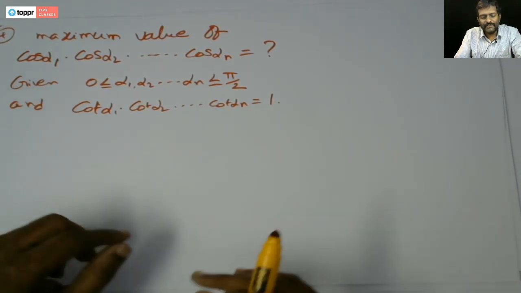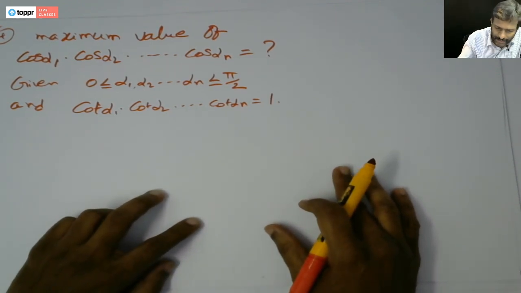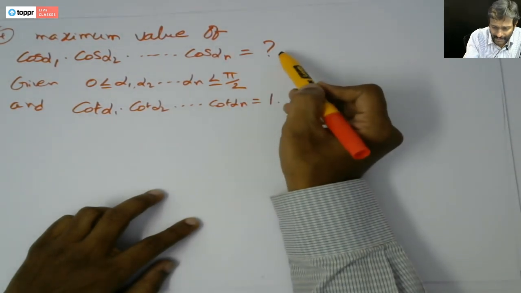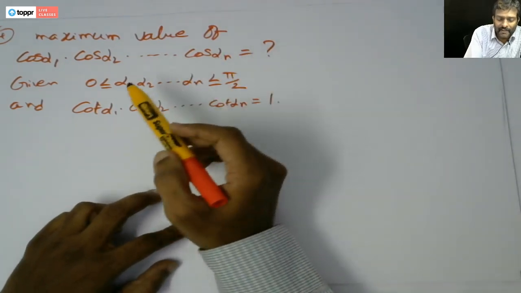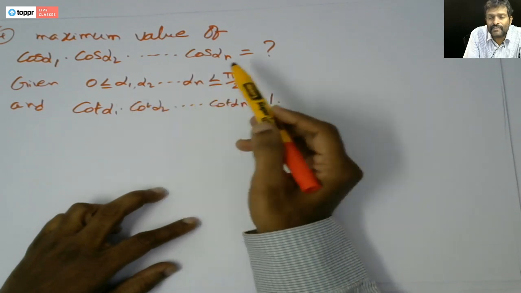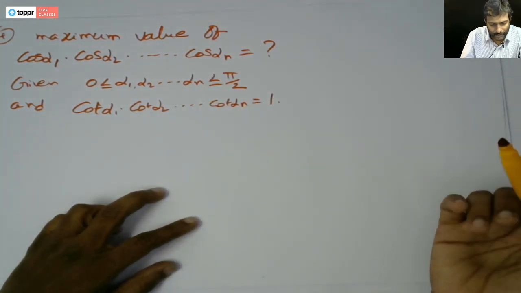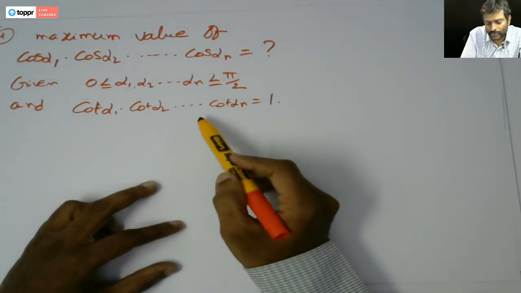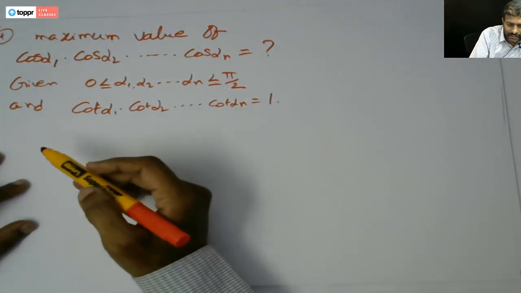And then, what is the maximum value of cos alpha 1 into cos alpha 2 into cos alpha 3 and so on up to cos alpha n? What will be the maximum value of this, given that the angles alpha 1, alpha 2 and so on up to alpha n are taken between 0 and pi by 2? We are not considering values above pi by 2. But there is also a condition that cot alpha 1 into cot alpha 2 and so on up to cot alpha n is equal to 1, right? Let us try to solve this.